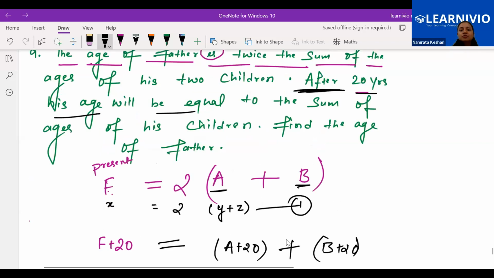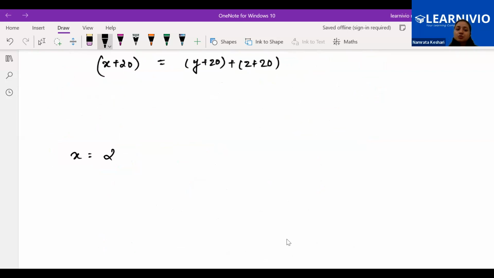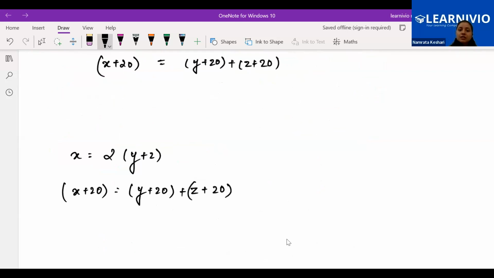It just says find the age of the father. Just father's age we have to find. Yes, that is possible. If the sons' ages also had to be found, that would create difficulty. Maybe we won't be able to find the ages of the sons. Check it, see carefully. The first equation is x equals 2 times y plus z, and the next equation is x plus 20 is equal to y plus 20 plus z plus 20. In the second equation, we will be able to directly substitute y plus z from the first equation. Can we say from here that y plus z is nothing but x by 2? Can we?